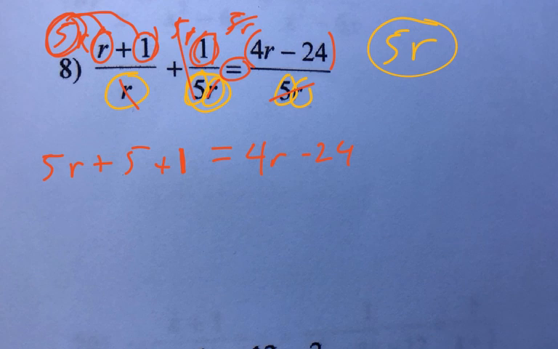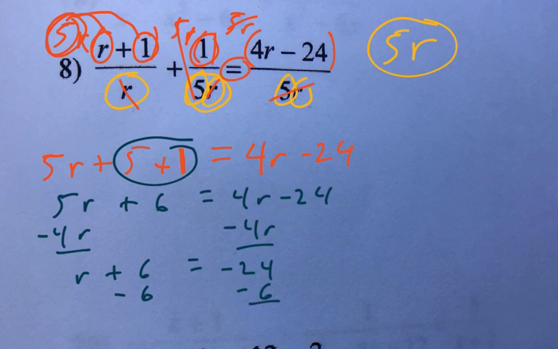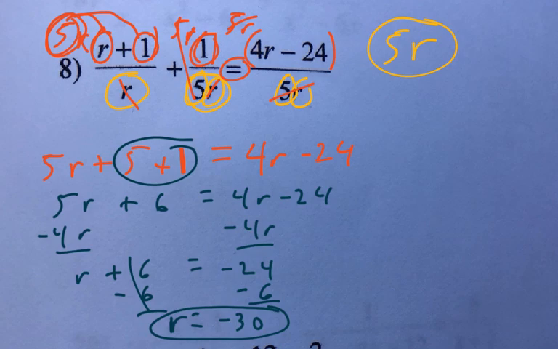So let's simplify here a little bit. I have 5r. 5 and 1 is 6. I'm going to go ahead and minus 4r both sides. So r plus 6 equals minus 24. And now all I need to do is minus 6. R must equal negative 30. And let me remind you guys, please use your calculator with a negative if you need to. All right, let's keep going.